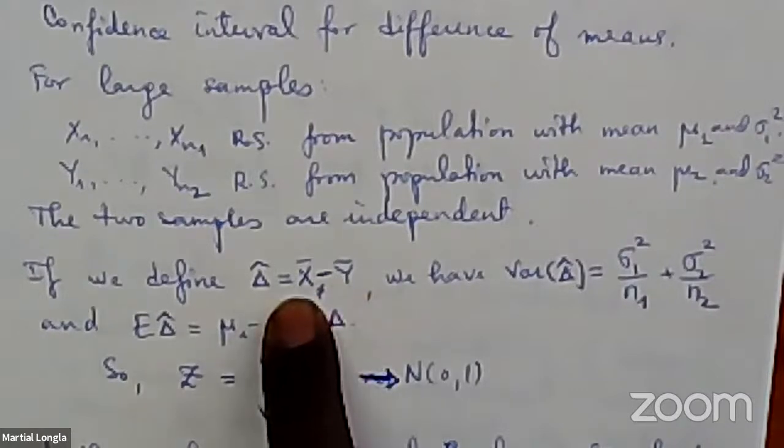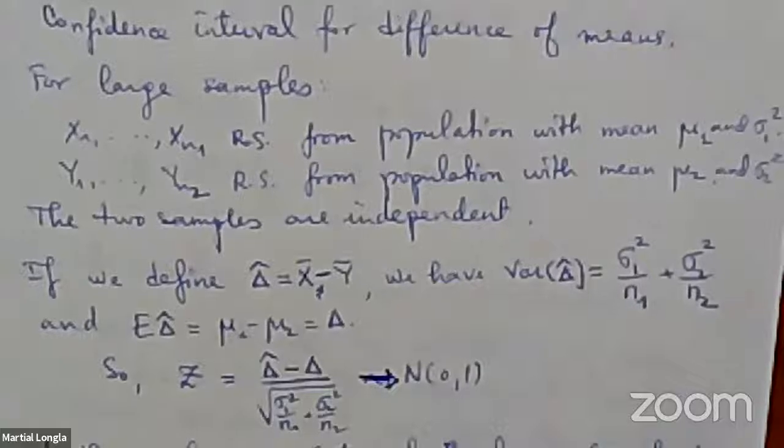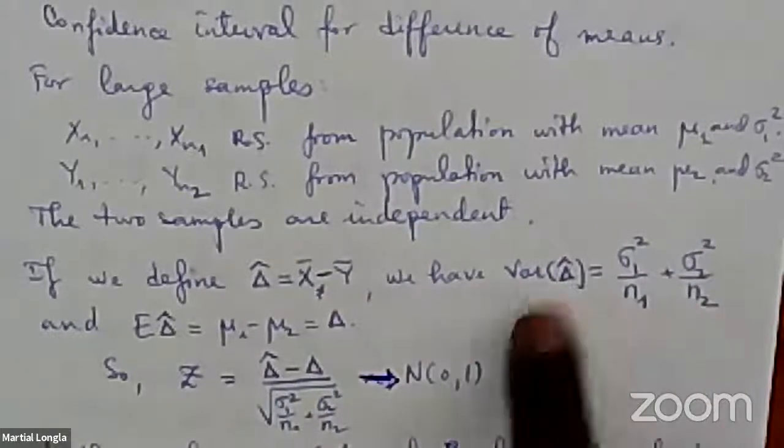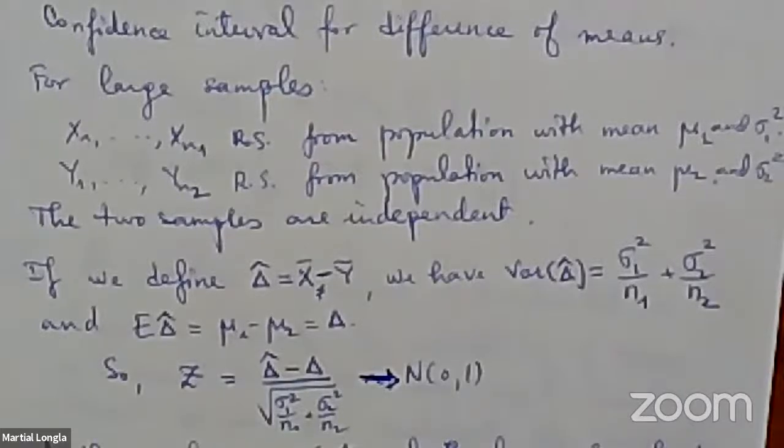The variance of x bar is sigma square 1 over n1. The variance of y bar is sigma square 2 over n2. That's why this is the variance of delta, due to independence.